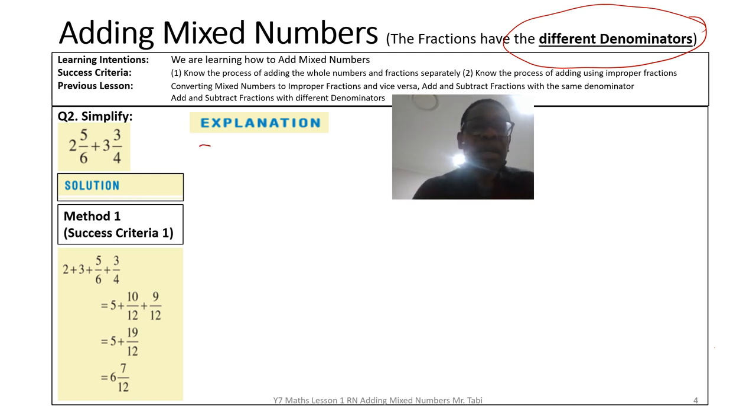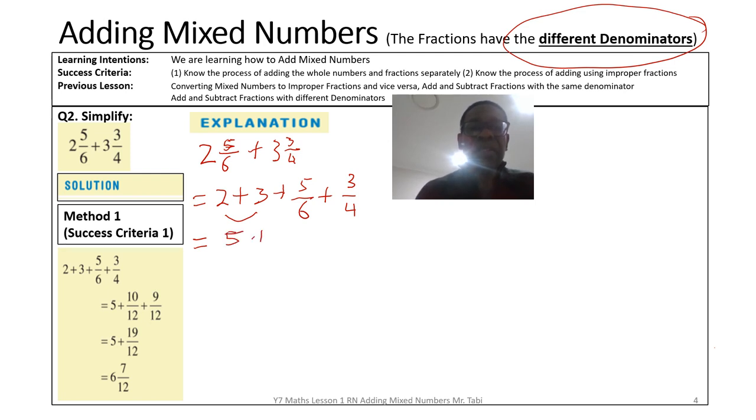So I have 2 5 over 6 plus 3 3 over 4. So we need to first add the whole number part, 2 plus 3 plus 5 over 6 plus 3 over 4. Right, that's very easy. 2 plus 3 is 5 plus.